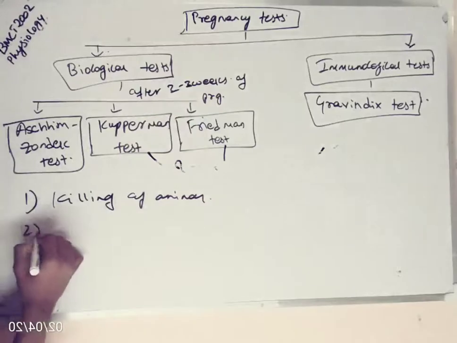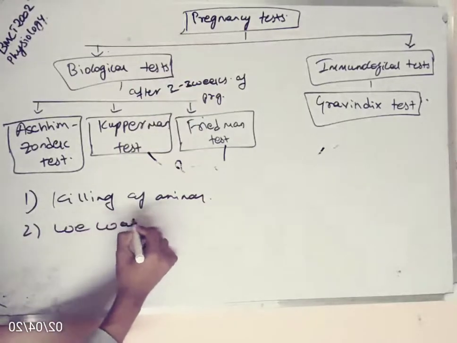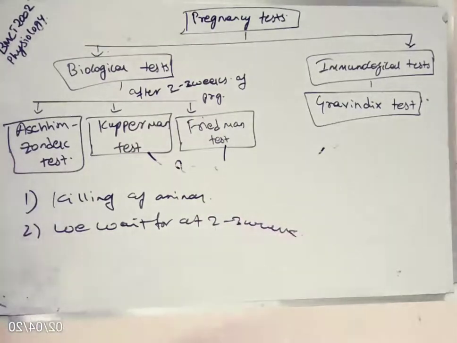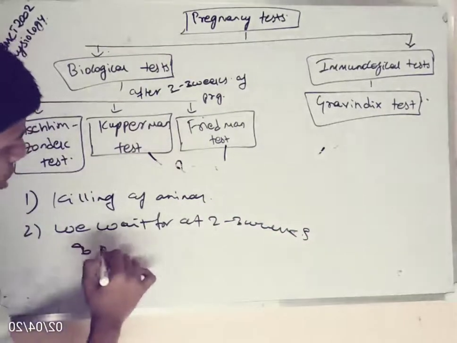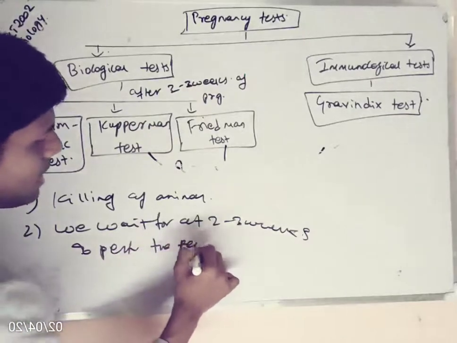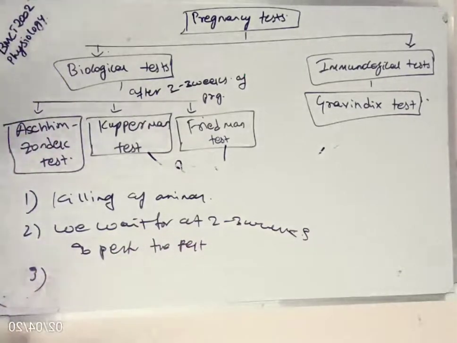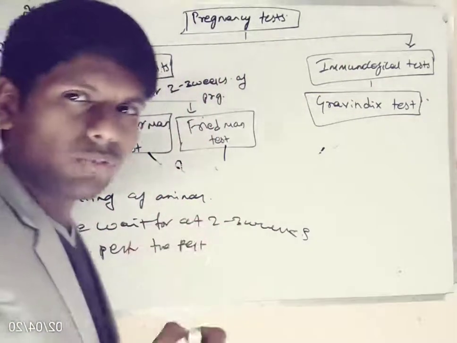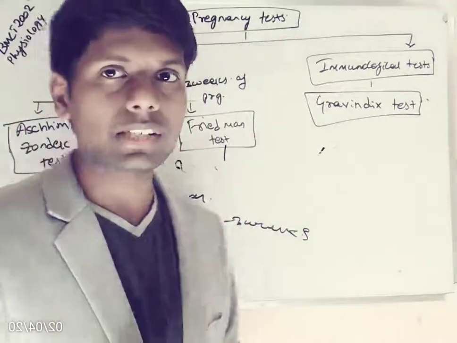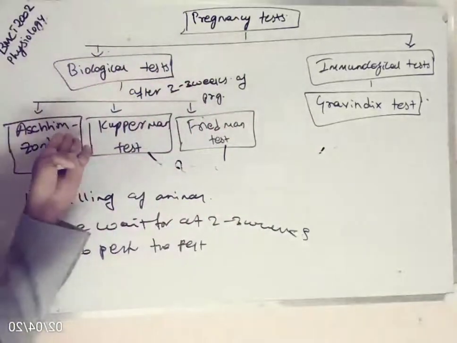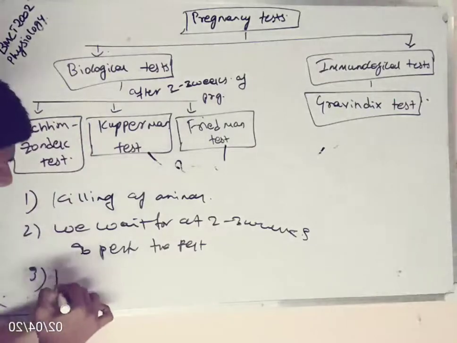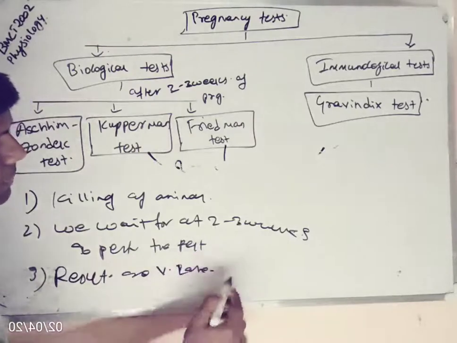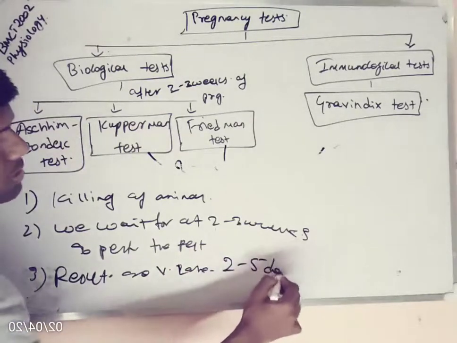Then we should wait for at least 2 to 3 weeks to perform the test, right? Now the third one is results. When will we get the results after doing this test? The latency itself is 48 hours in Friedman's test, and in the Aschheim-Zondek test it is 5 days. So results are very late. At least it will take 2 to 5 days to get the results.